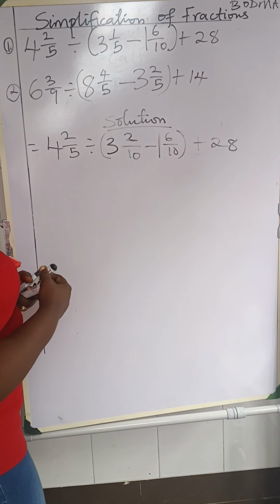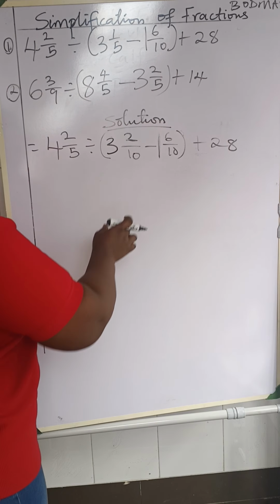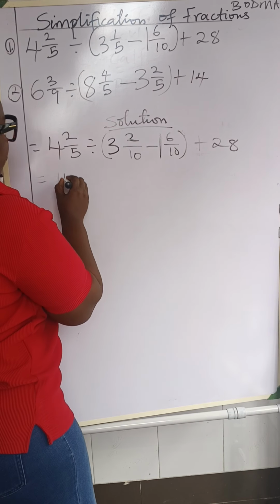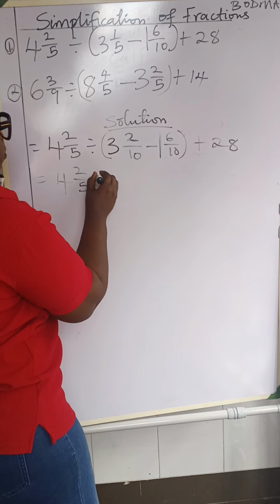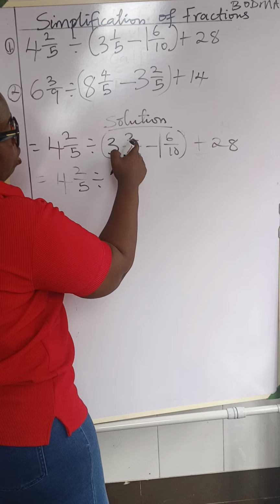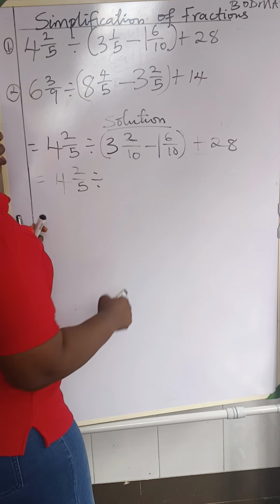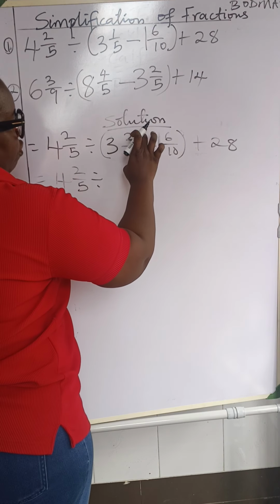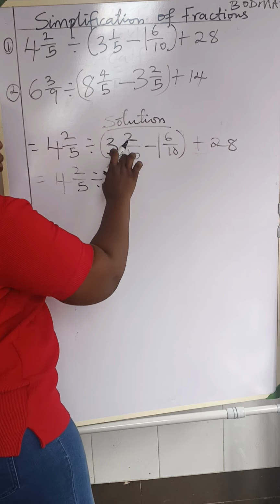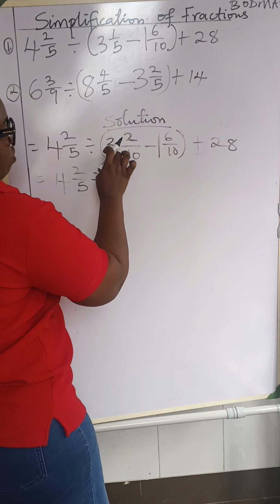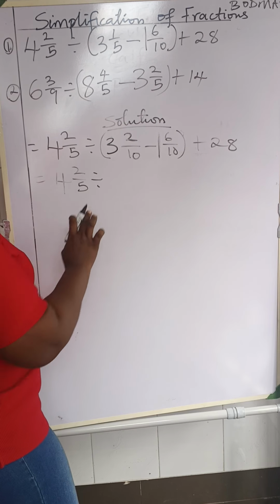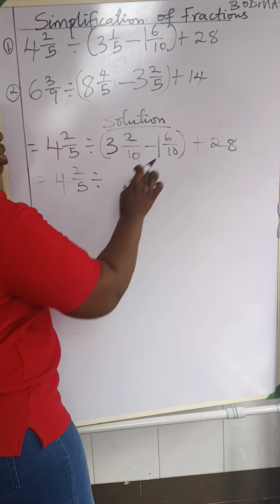Now, remember we are not done with this, that's why it's still in parentheses. We'll have equals 4, 2 over 5. The division sign is still there, and we'll have here 3 whole number, 2 over 10, take away 1 whole number, 6 over 10. You're seeing that, looking only at the fractions, 6 over 10 is bigger than 2 over 10, right? First of all, we'll take away the whole numbers. 3 take away 1 will give us 2, which is 2 whole number, 2 over 10. Take away 6 over 10.